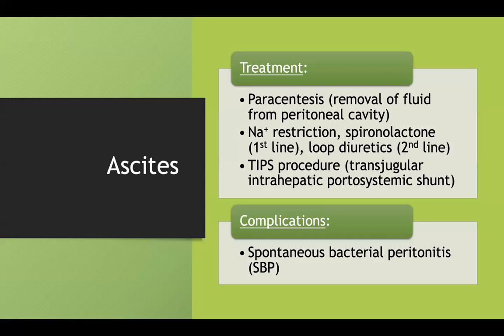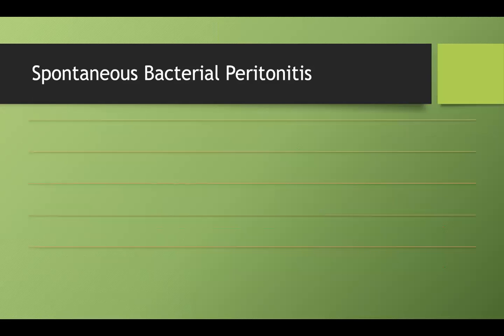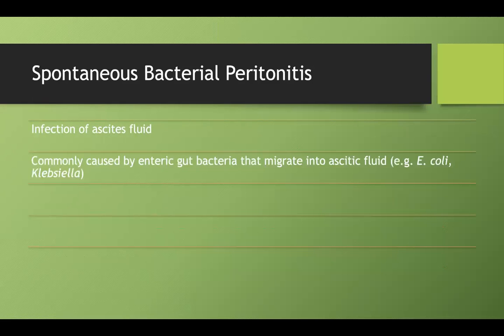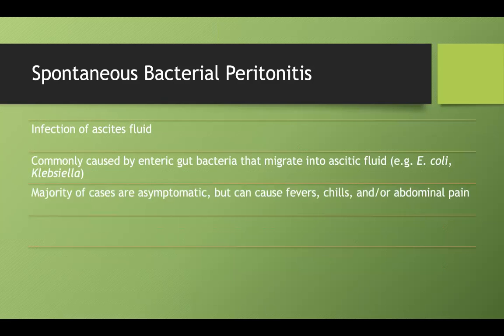One important complication I want to discuss here is SBP, spontaneous bacterial peritonitis. This is actually an infection of your ascitic fluid. It's usually caused by some bacteria that's already in your gut that migrate into the ascitic fluid, such as E. coli or Klebsiella. And believe it or not, the majority of these cases are asymptomatic, but you can get fevers, chills, or abdominal pain.